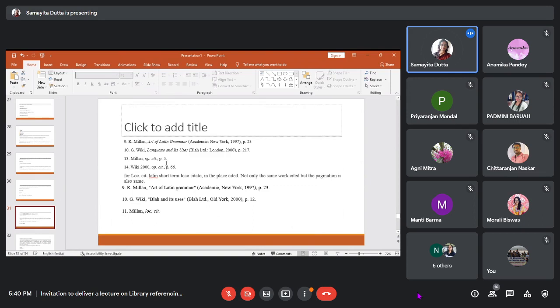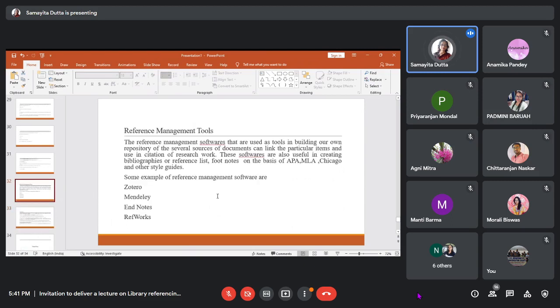For Loc. cit., the Latin term loco citato, meaning in the place cited, it is not only the same work cited but the pagination is also the same. And here also the sources do not come up one after another, and the note numbers are different, so Loc. cit. is used for the same pagination. For example, Milan, Art of Latin Grammar, Academic New Work: this is Milan, Loc. cit. You do not need to write this part several times.